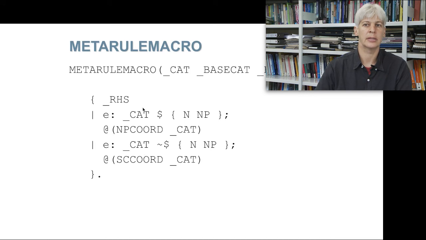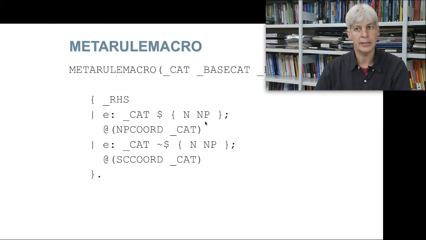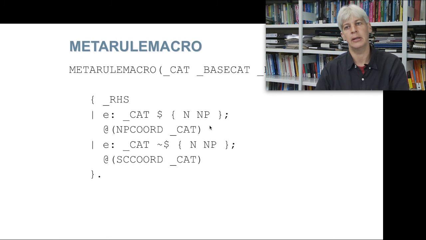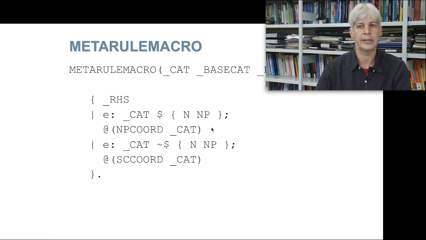If it's not in the set of N or NP, then do same category coordination. Okay, so all it does is it says, take that entire rule to the right-hand side of whatever, S, VP, take whatever's there and throw it into the NP coord regular expression macro or the S coord regular expression macro, depending on whether the category that we've got is in the set of N and NP or not. Okay, and you can expand this set at will, depending on your treatment of nominal phrases.